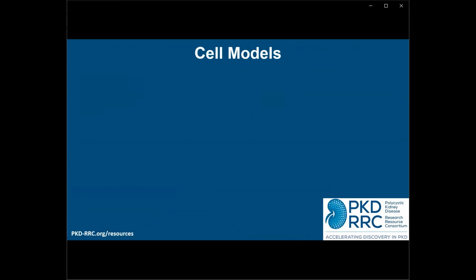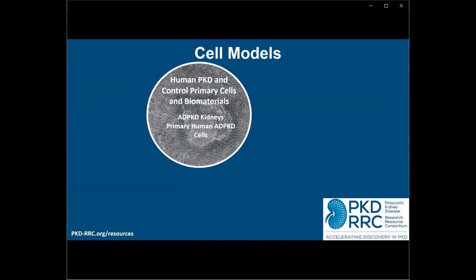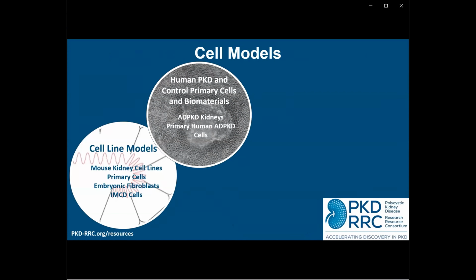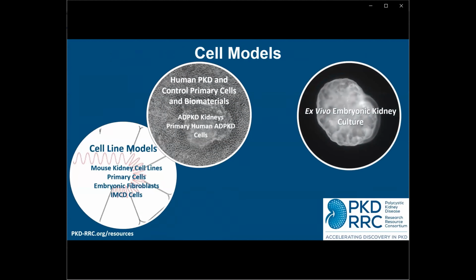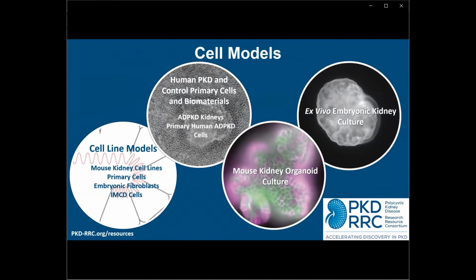PKD RRC offers multiple cell models for in vitro studies. These include human PKD and normal human kidney cells, as well as biomaterials such as frozen and fixed tissues, primary and immortalized mouse normal and PKD cell lines, embryonic kidney cultures, and mouse kidney organoid cultures, allowing investigators to test specific hypotheses and validate drug responses in a controlled environment.